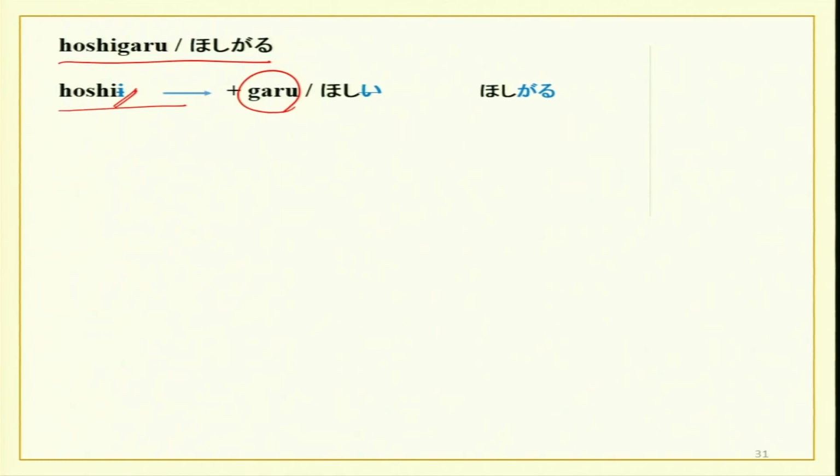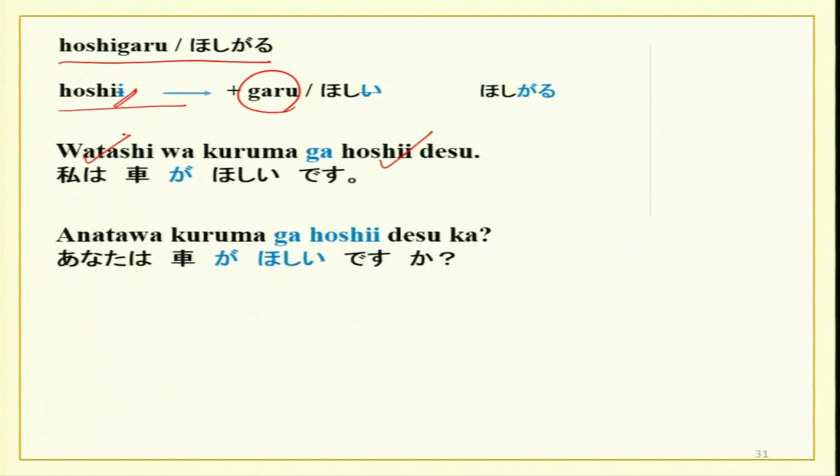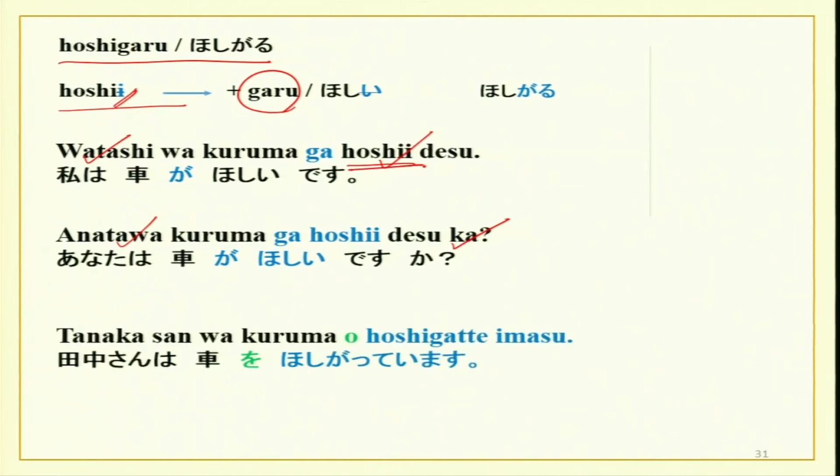How are you going to make a sentence with it and what is the construction? Watashi wa kuruma ga hoshii desu. It is about watashi. Now, anata wa kuruma ga hoshii desu ka? This is also very, very clear that you have to ask a question, because you can only tell about what you want. Now, how will you tell about Tanaka-san? Tanaka-san wa kuruma o hoshigatte imasu.